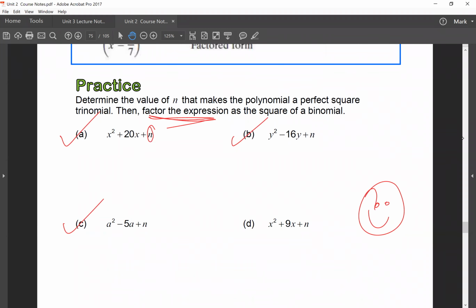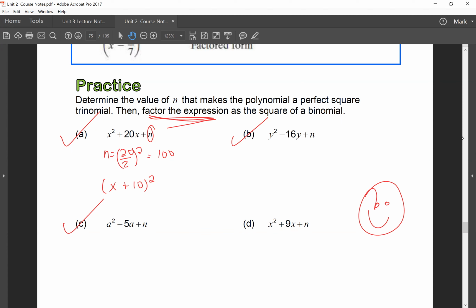Okay, so n here. n is going to be 20 over 2, squared. So that would be 10 squared, so 100. And my factored form would then be x plus 10 squared. Now, where did the 10 come from? 10 is just 20 over 2. That's where the 10 comes from. It's the middle term, the term with the x, divided by 2.